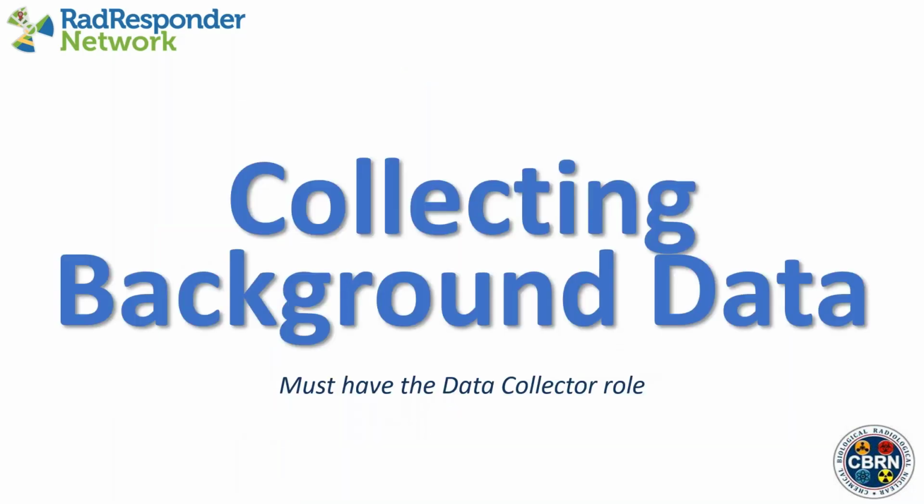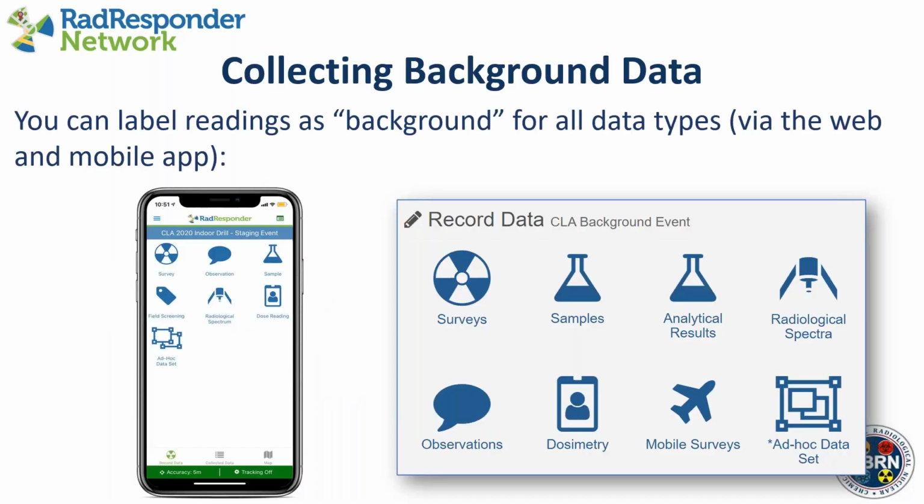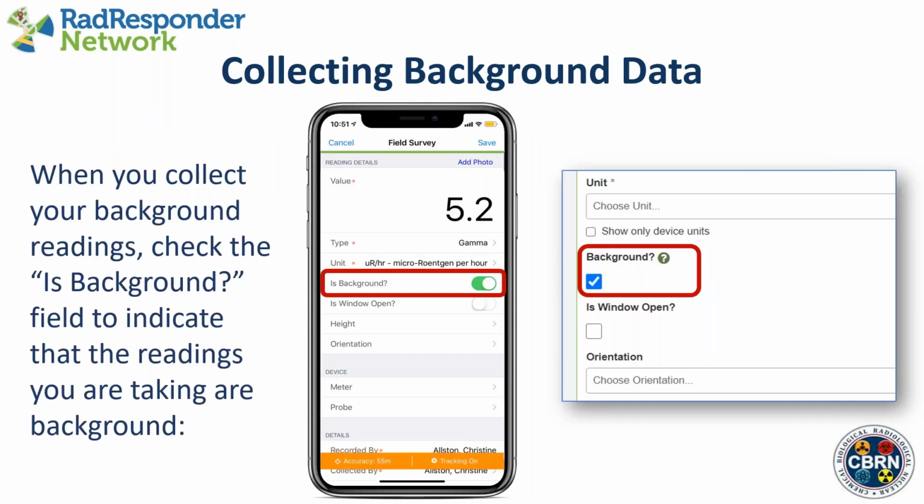The next required skill to participate in the nationwide drill is to actually go ahead and collect that background data. In order to collect data in RadResponder, you must have at least the data collector role. When collecting data, you can label readings as background for all data types, either via the web or the mobile application. Right here, I'm showing a field survey form, both on the mobile app on the left and on the website on the right. When you collect background readings, you can check that background field to indicate that the readings you are taking are background.